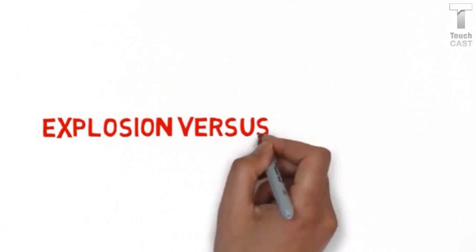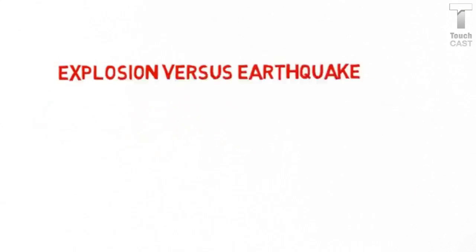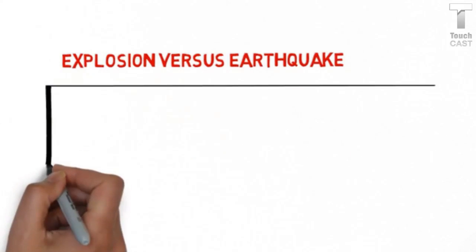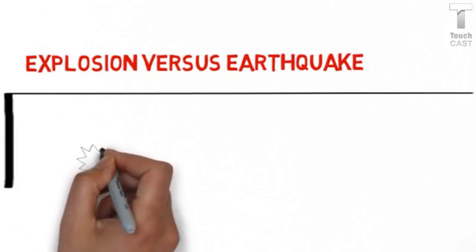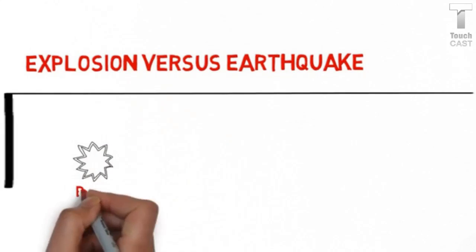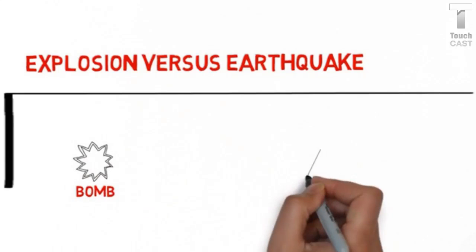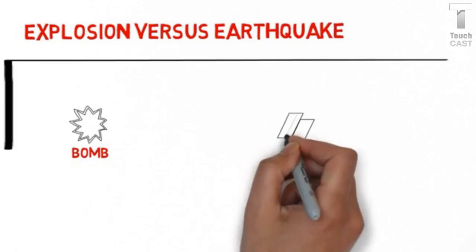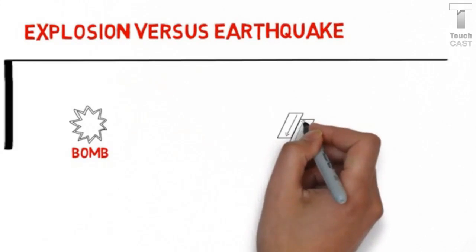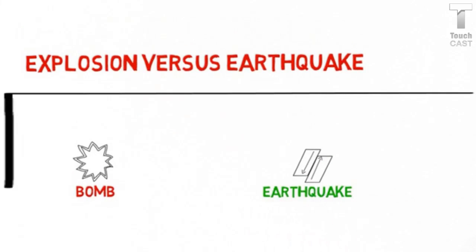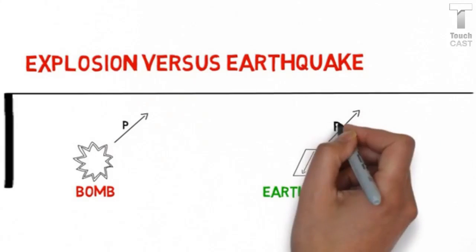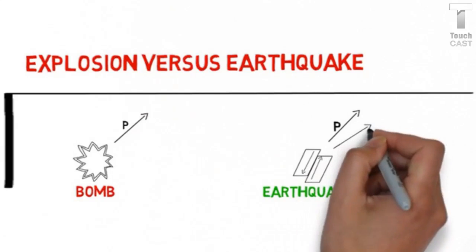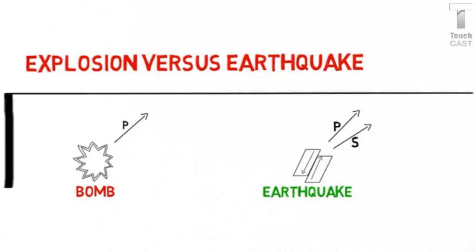Here's our cartoon sequence of explosions versus earthquakes. Start with the surface of the Earth. Draw the location of our bomb. Draw the location of two faulted blocks, sliding giving the earthquake, one sliding down and the other sliding up. From the bomb, we have mainly compression, P waves generated. From the earthquake, we have both compression and shear, P and S.